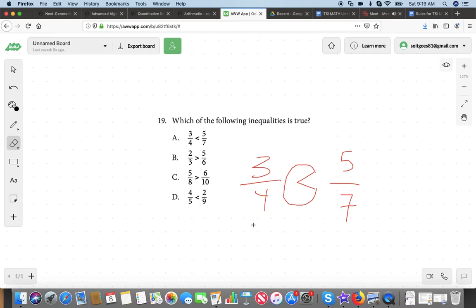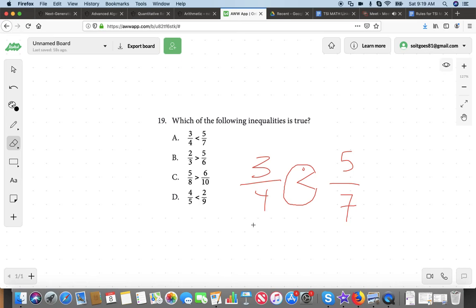You played Pac-Man before? Maybe not. I love me some Pac-Man. Pac-Man wants to eat the bigger number. He doesn't want smaller. He wants a bigger number. So we could read this as 5/7 is greater than 3/4, or 3/4 is less than 5/7. But the mouth of the Pac-Man is always going to be directed toward the bigger number. Does that make sense? Yeah.